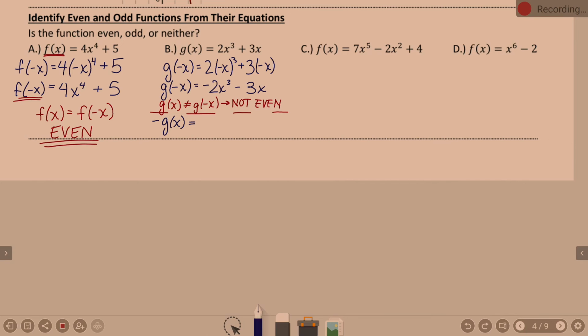I've got to look at negative g of x. Now this one's different. Negative g of x has a negative out front. So negative g of x says we take the whole equation and we multiply by a negative. So I'm going to write it as, now, what equation? We're taking the original equation, right? So I'm going to take negative and I'm going to multiply the whole equation, 2x cubed plus 3x, by a negative. So in other words, think in terms of distributing a negative, okay?